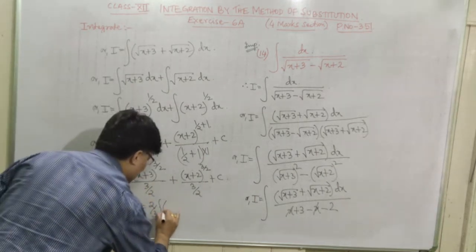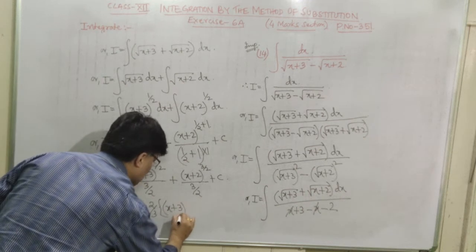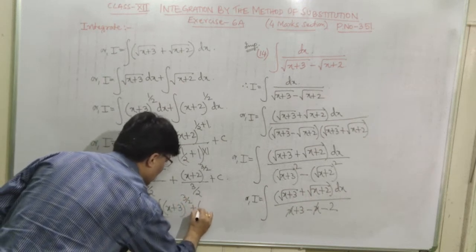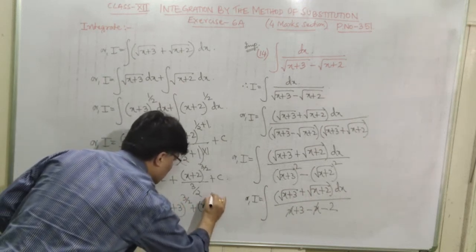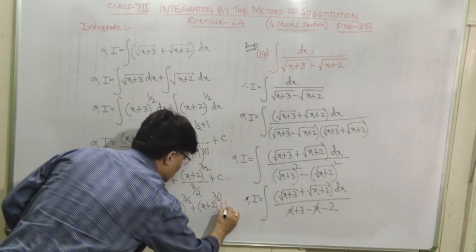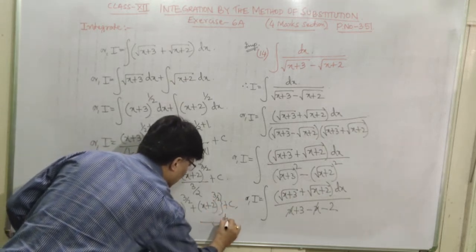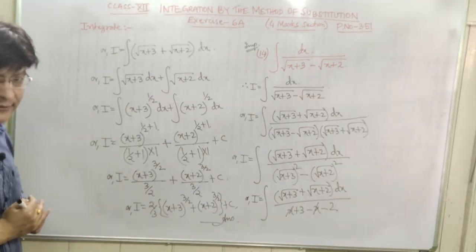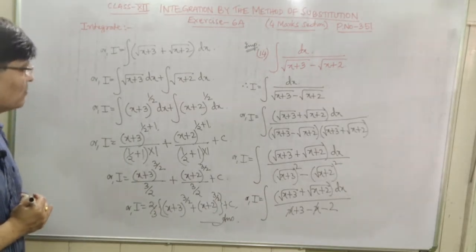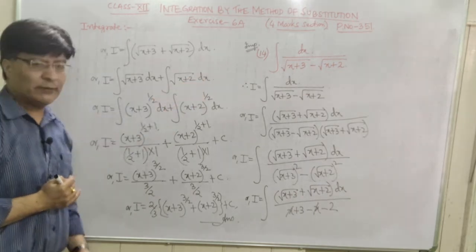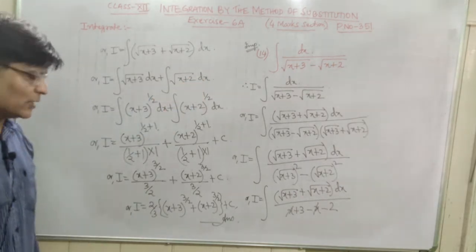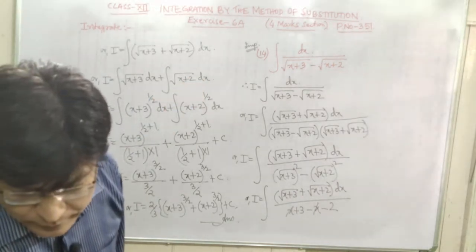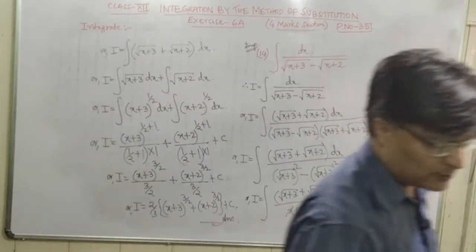So our I is equal to 2 by 3 taken common. So within the second bracket, what do we have? (x plus 3) whole to the power 3 by 2 plus (x plus 2) whole to the power 3 by 2, second bracket closed, and this is plus c. So this is the final answer. So I think you've understood it. This question is very, very important. You can mark it. You can copy it. Now we'll do the next question.